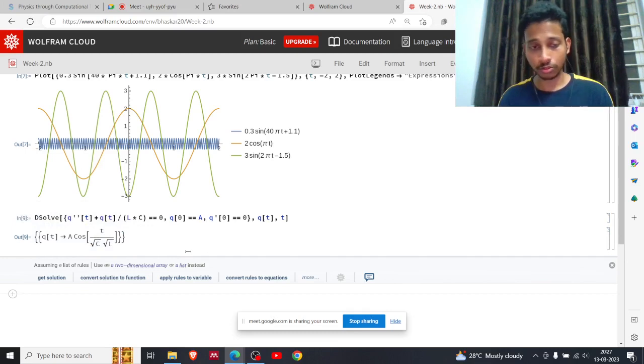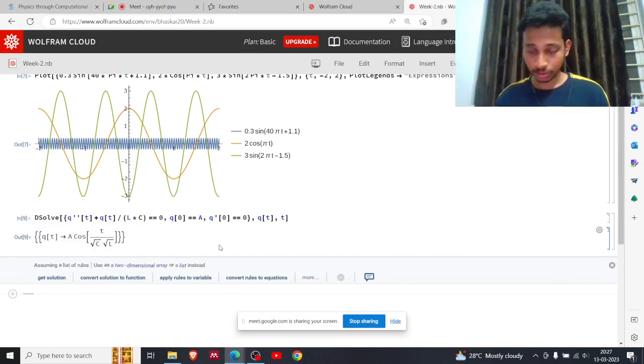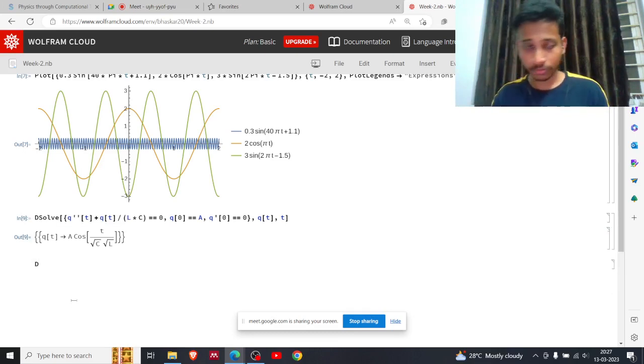So when we solve this equation, we get Q(t) equal to A cos (t by root over LC). This is the solution for this differential equation. Again, what I have shown when I discussed the problem, which of the following equations represent SHM, I used 4 equations and took two derivatives to verify that the expression satisfies x double dot equal to minus omega square x or not.